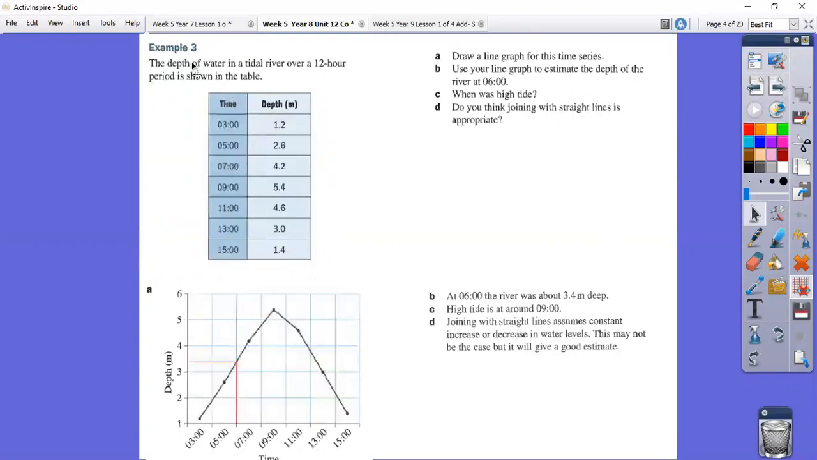Then example 3: the depth of water in a tidal river over a 12-hour period is shown. Here you've got the table: at 3 o'clock it was 1.2 meters, at 5 o'clock, 2.6. Again, the line graph shows how the depth of the water changes with the tide over the period of the day. So draw the line graph of its time series. Use your line to estimate the depth of the river at 6 o'clock. So if you look at 6 o'clock, that's roughly about here. Draw a line up, go across, and as an estimate, you could say that the depth of the water was about 3.4 meters.